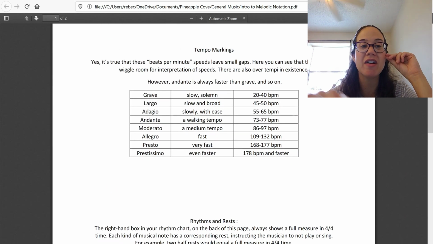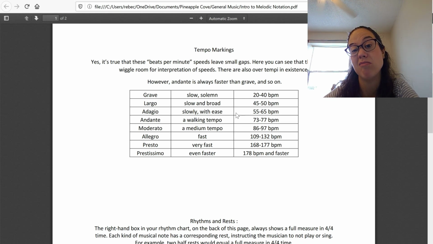Here we have our tempo markings again. Yes, it's true that these beats per minute speeds leave small gaps. Here you can see that there's some wiggle room for interpretation of speeds. There are also other tempi in existence that we're not learning. However, andante is always faster than grave and so on.